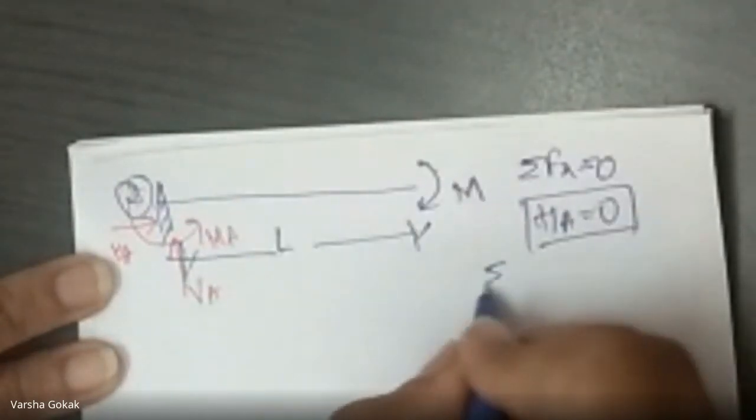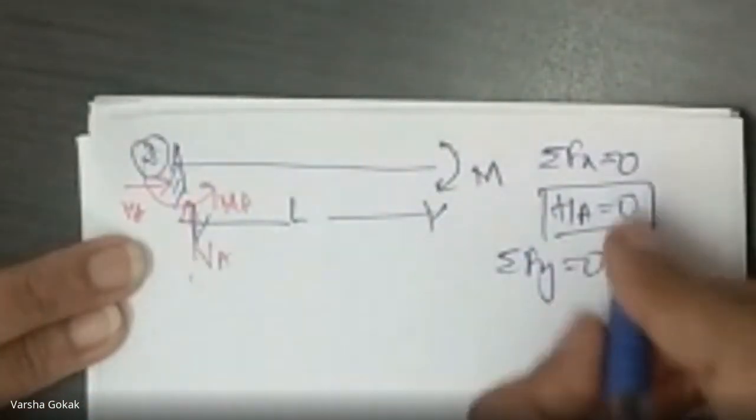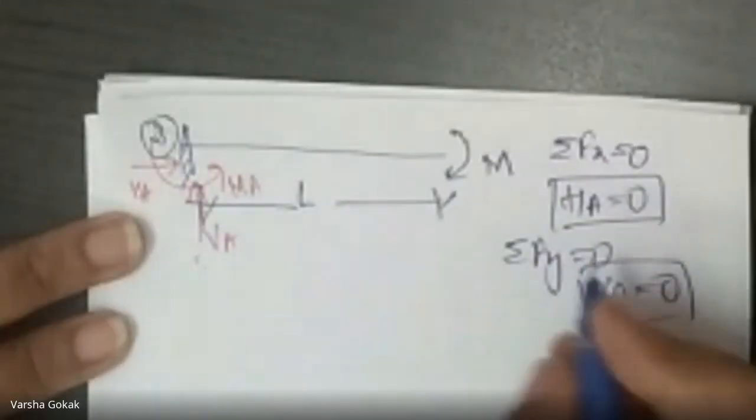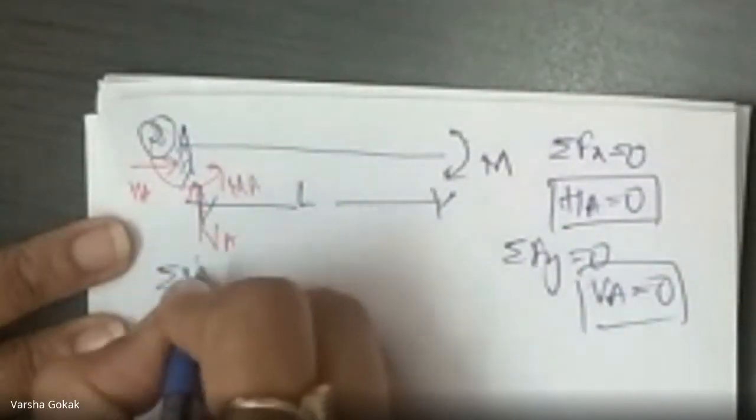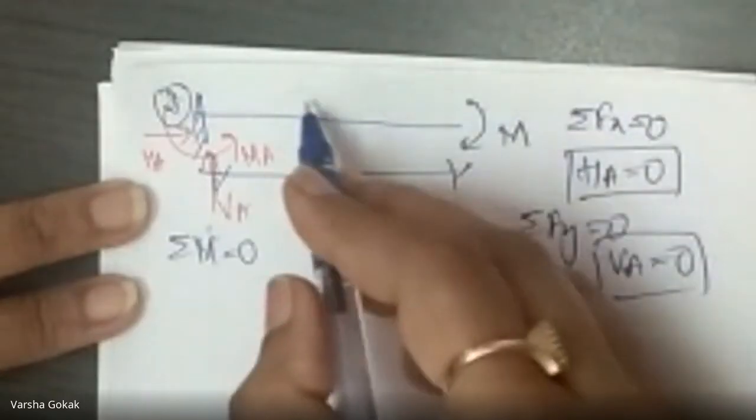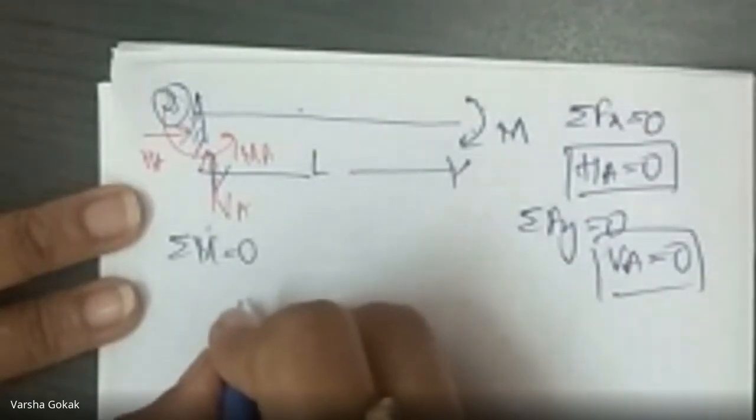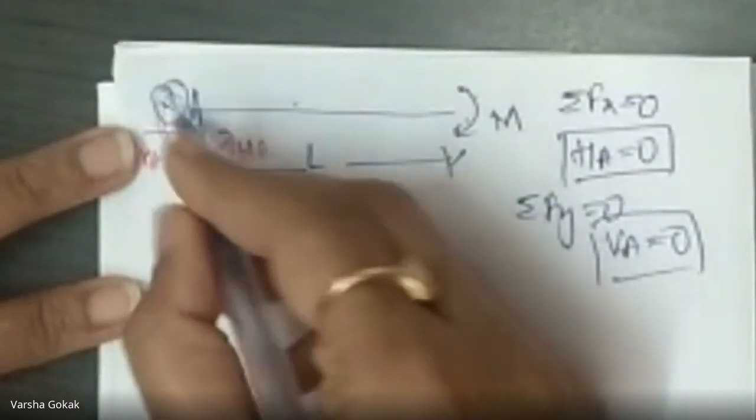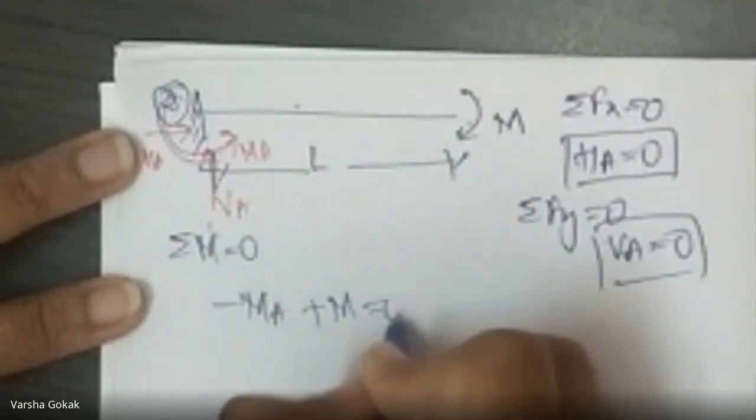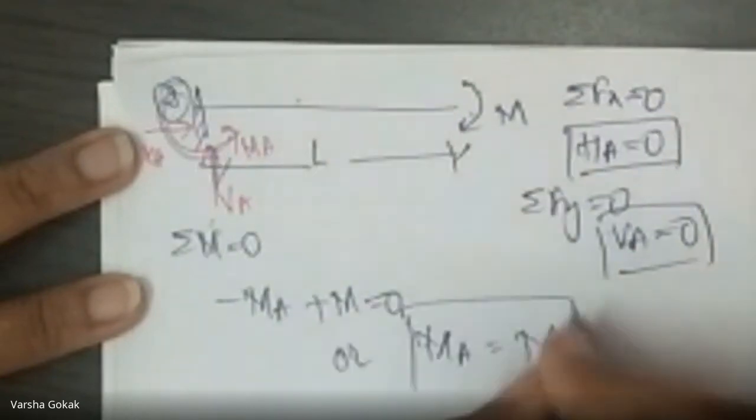Then I take summation Fy equal to 0, all the vertical forces. So I have only VA, so VA equal to 0. And similarly, I take summation M equal to 0, that is moment of all the forces. Now there is no force, so that moment will not come. This moment will come, right? So MA here I have shown negative. So minus MA plus M is equal to 0, or MA value is going to be equal to M.